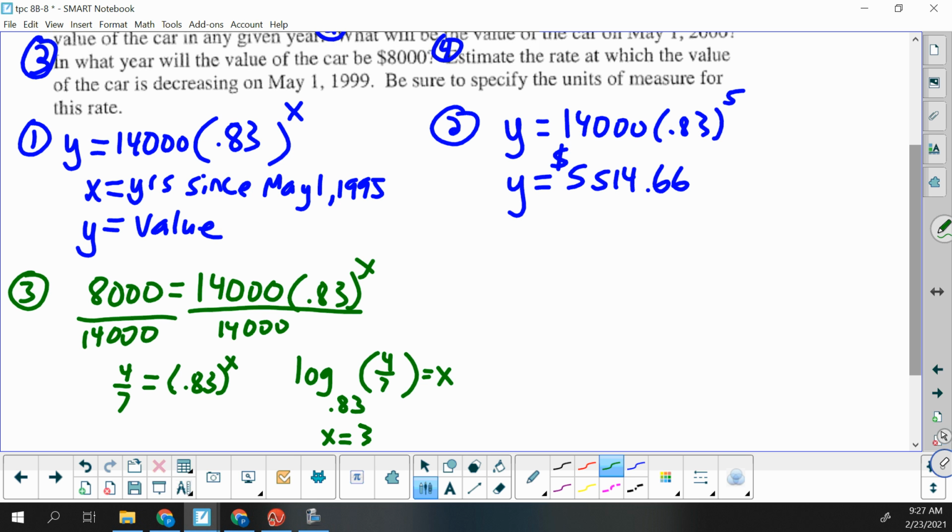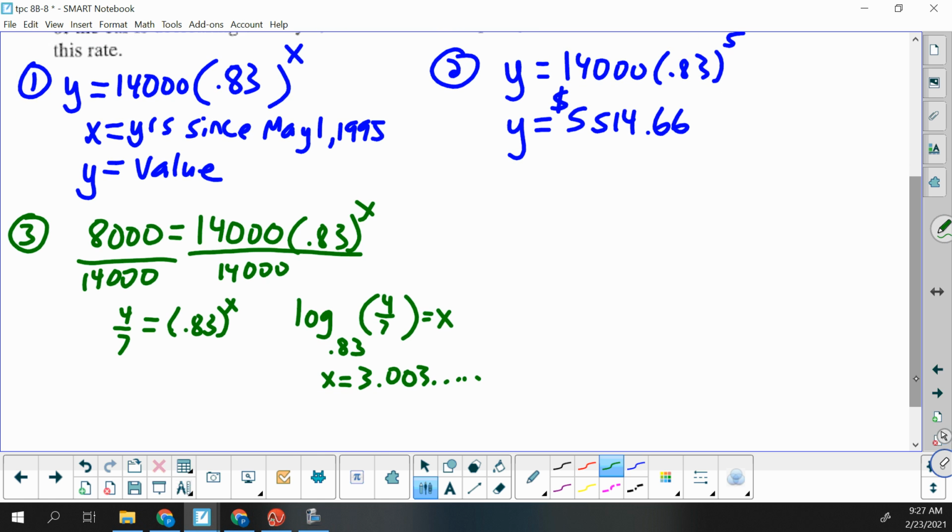And we should get 3.003 and then some other stuff. So we want to know in what year. Well, if we're starting out May 1st, 1995, if we add 3.003 onto that, that's going to put us in 1998. So if you have a calendar year and you're finding years, make sure you put it back in a calendar year for your answer.